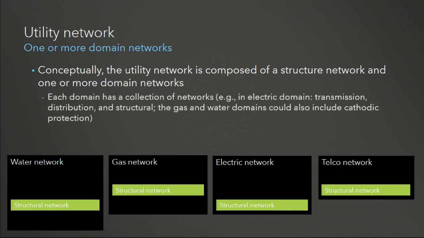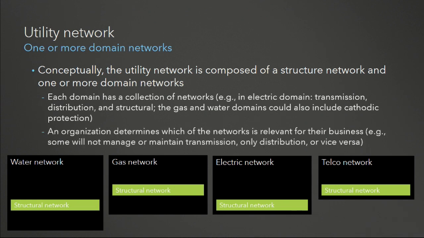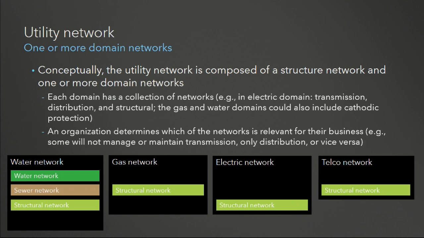Okay, then within each of these domains, you can have a collection of other different types of networks. These networks are used to organize the content of your network. They're relevant for your business units and whatnot. Maybe you want to have transmission and distribution separately. Maybe you want to have them together. Do whatever you want. So within water, a water company might have a water network, a structural network. Maybe they also have a sewer network.